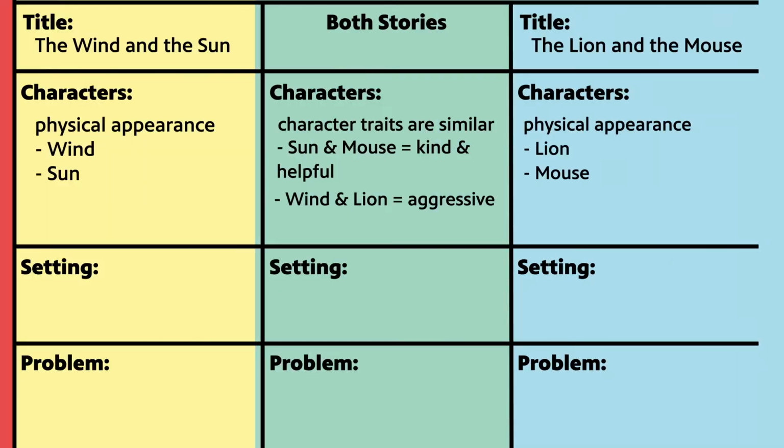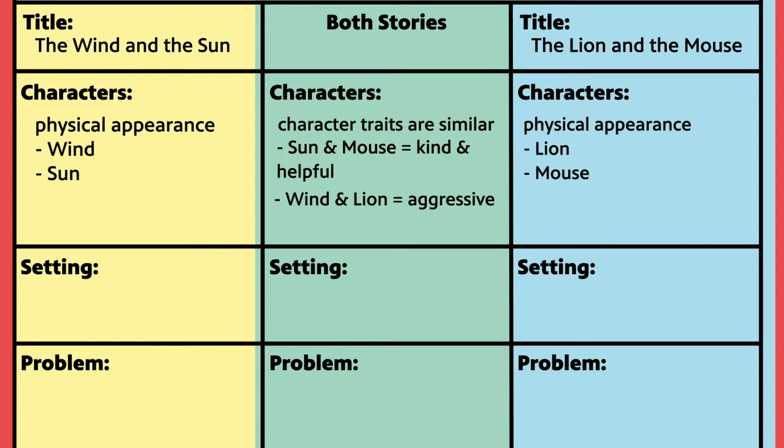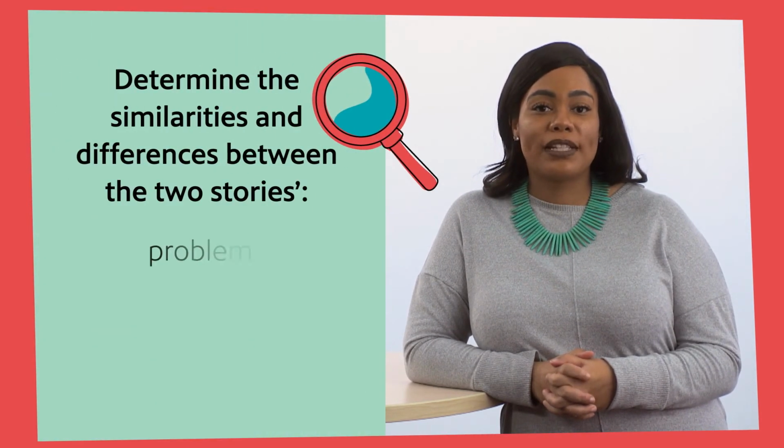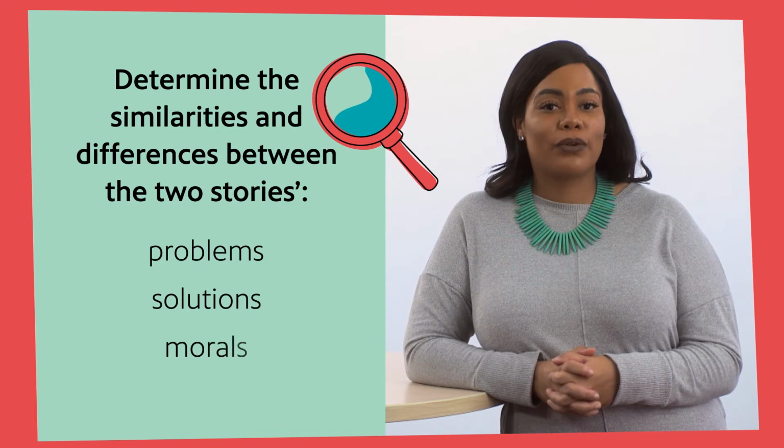I'm going to write the locations for each story under the correct title, and in the both box, I'm going to write beautiful day. Did you see what I just did? I revisited each story to fill in our chart with similarities and differences for each. I noticed that these two stories have more in common than I expected. We're going to continue, but now it's your turn. I need your help in determining the similarities and differences between the two stories' problems, solutions, and morals.